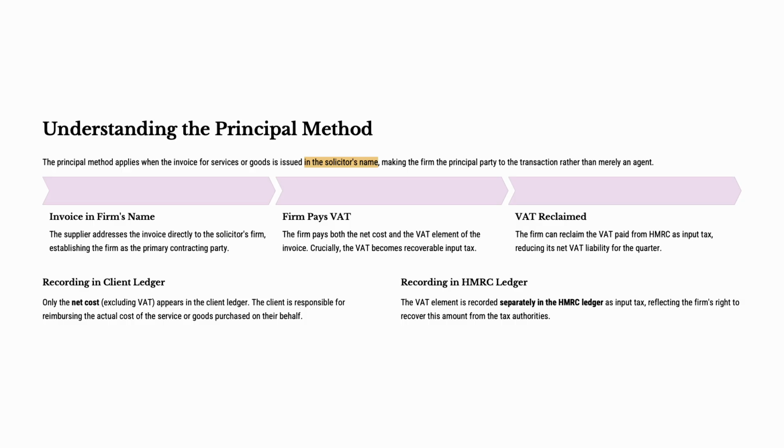Understanding the principal method, that is different from that one. Now we have to touch the HMRC register. The principal method is more involved. The invoice is addressed to the solicitor, which means the firm must pay both the net cost and the VAT from the business account. Because it is the firm paying the VAT, the firm can reclaim it from HMRC. Only the net amount goes into the client's ledger. This is where most exam mistakes arise. So keep an eye on whose name appears on the invoice. That is what will explain everything in terms of agency or principal method.